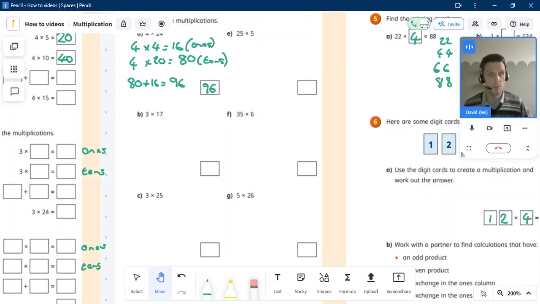Okay, we're going to move on now to the PowerPoint. And as you can see here, so we got 14 times something equals 56. So it's going to be a little bit different now. So what could you do here to find the answer? Pause here and have a think. Right, let's have a look to see if you were correct.